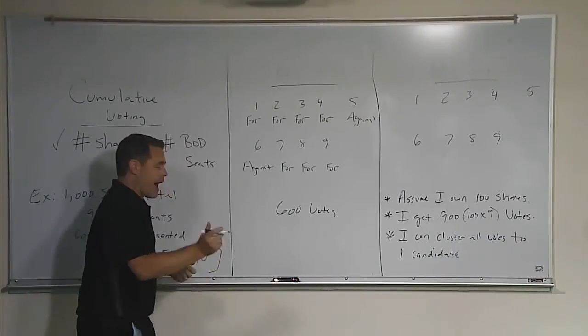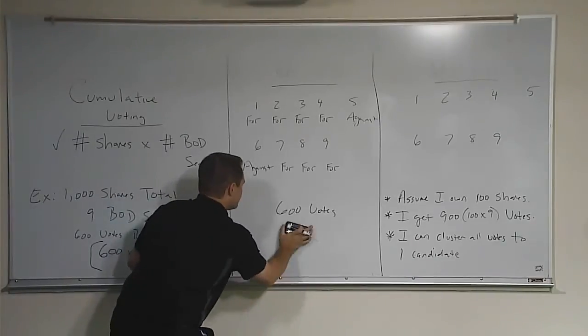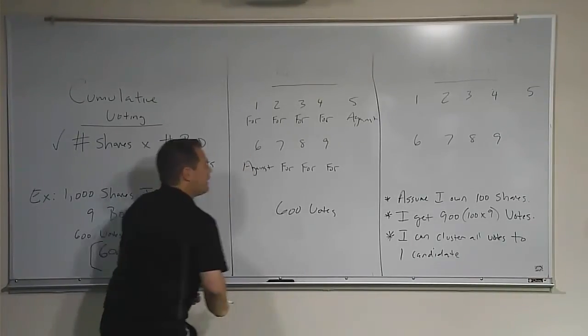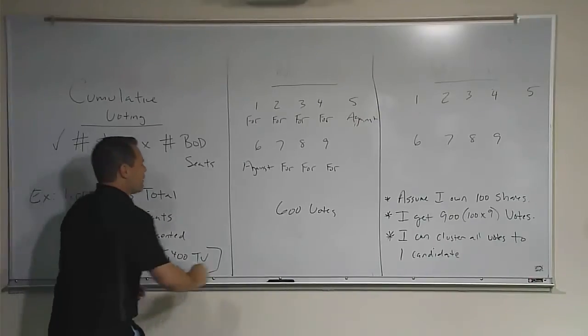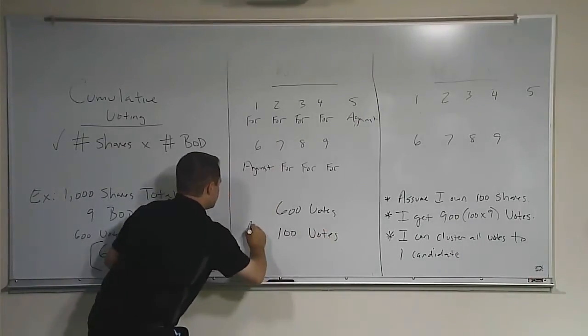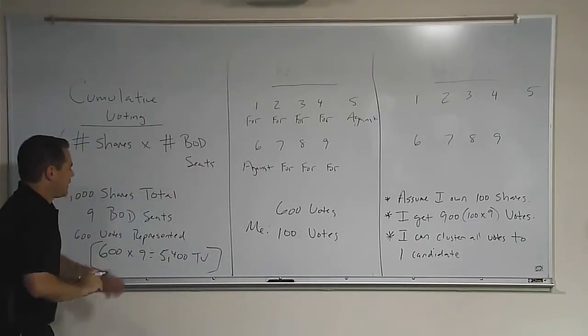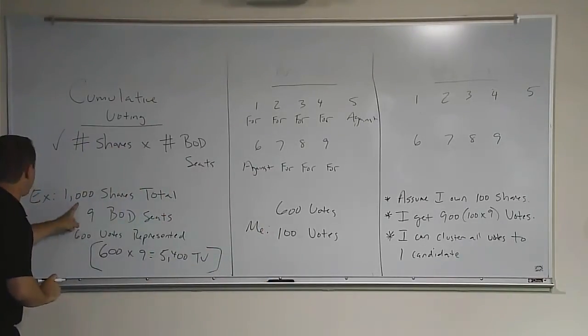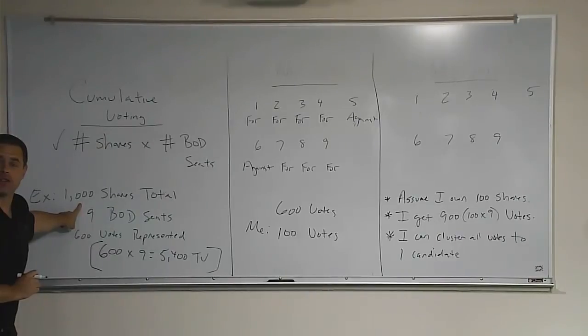Okay. Now, in a cumulative voting setting, though, let's say I own 10%. So I own 10% of the firm, okay? And that means I own 100 shares. Okay? So this is me. I own 10% of the firm. So I own 100 shares of 1,000.